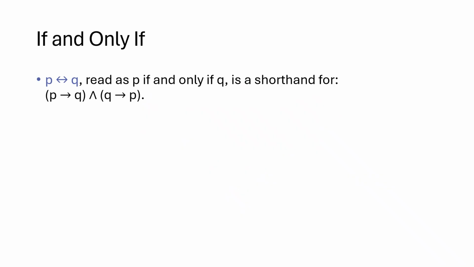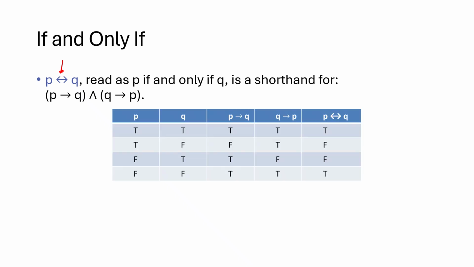Now, here's our final connective in this video, if and only if. So you see the arrow now goes in both directions. We read this as P if and only if Q. Basically this is just a shorthand for if P then Q and if Q then P. So P implies Q and Q implies P. And we can draw the truth table for this. Again, you can see that we have 4 rows because it's either that P and Q are both true, P is true and Q is false, P is false and Q is true, and finally they're both false. So we have 4 rows, one for each one of these potential cases.